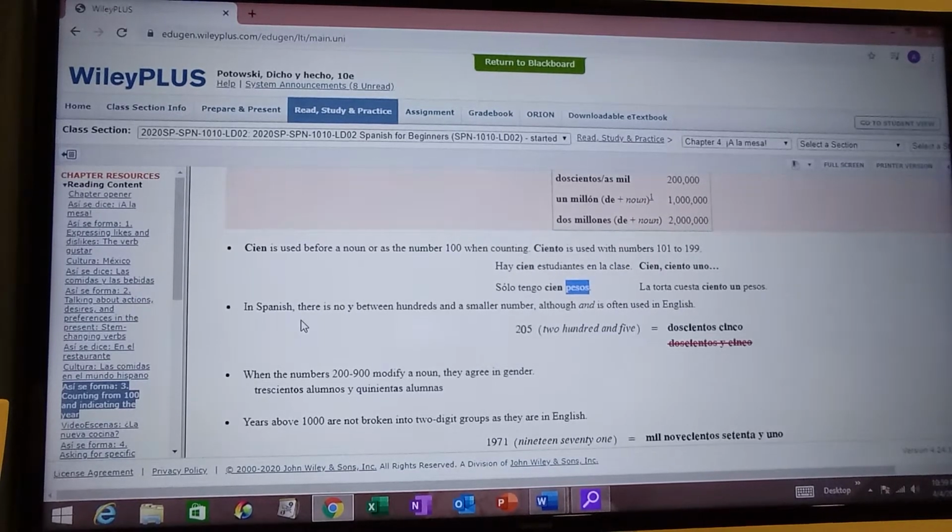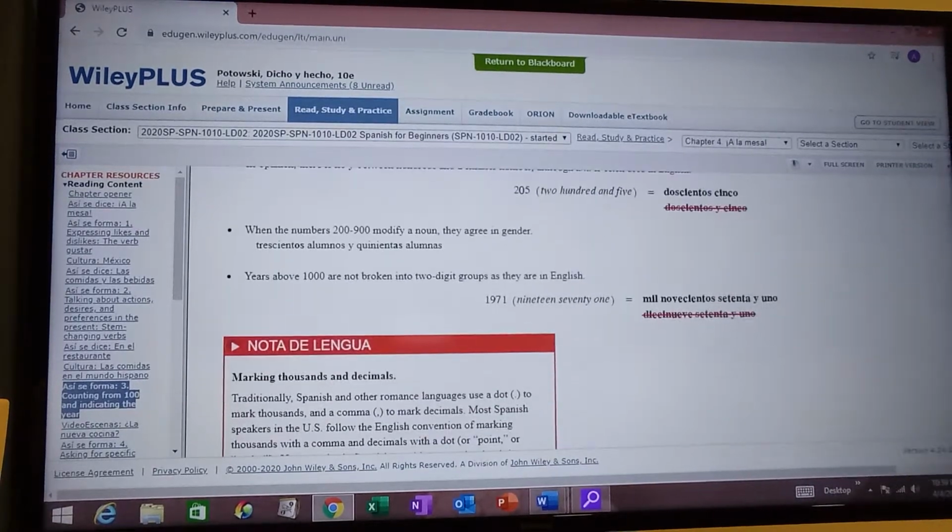In Spanish, another detail, there is no y between hundreds and smaller numbers, although "and" is often used in English. So you have here 205, doscientos cinco. You do not say doscientos y cinco. Another detail, when numbers 200 to 900 modify a noun, they agree in gender. Trescientos alumnos y quinientas alumnas, because they act as adjectives. So this is because they agree in gender and number.